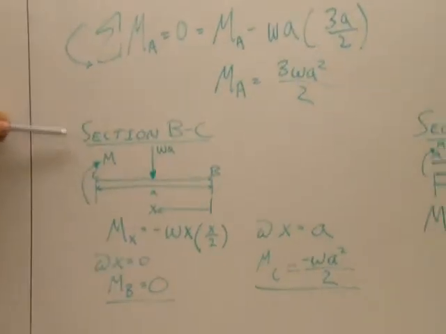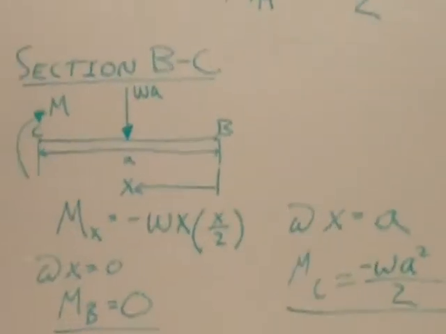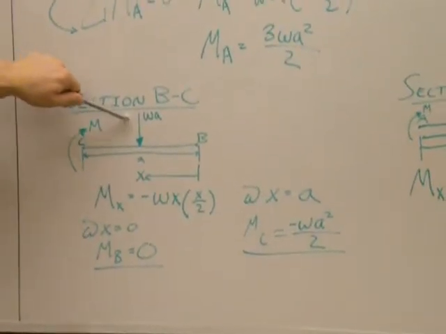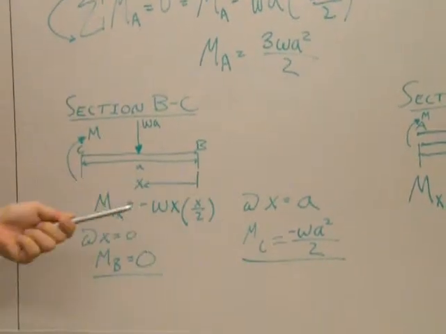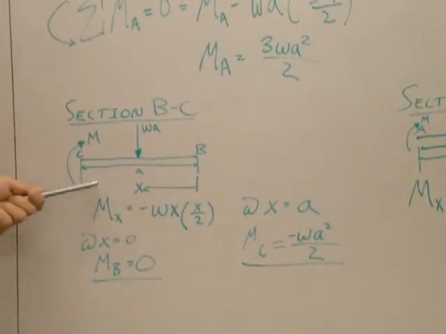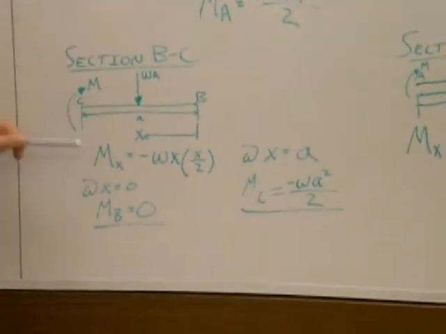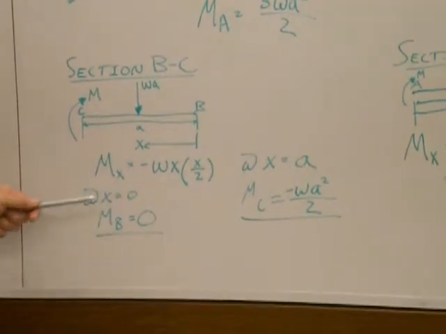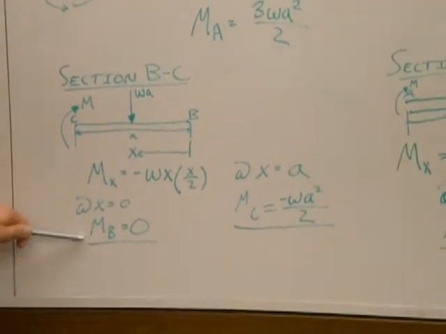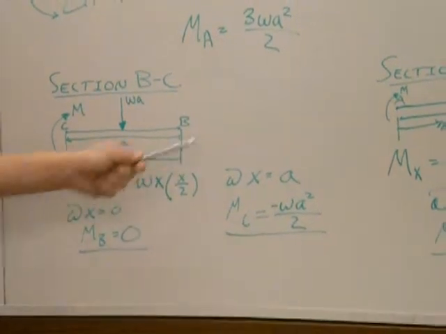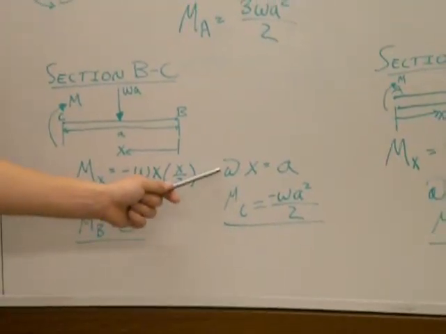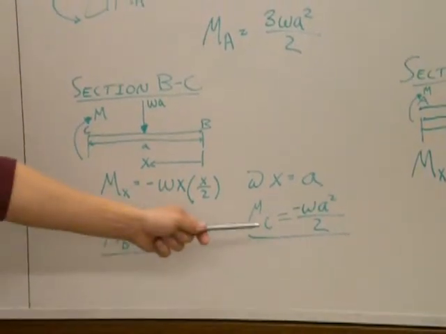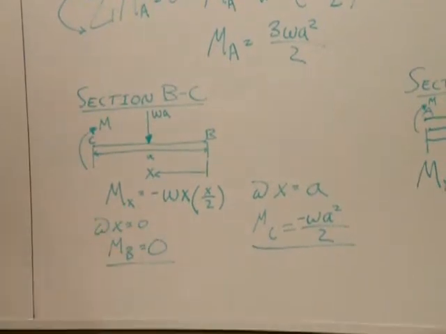We next take section BC and take a moment about the side of C, with the distributed load as w over a distance a, but x is coming from the B side. M of x is equal to negative w x times x over 2. At x equals 0, M of B, the moment about B, is equal to 0. If you take x equals a, M of C is equal to negative wa squared over 2.